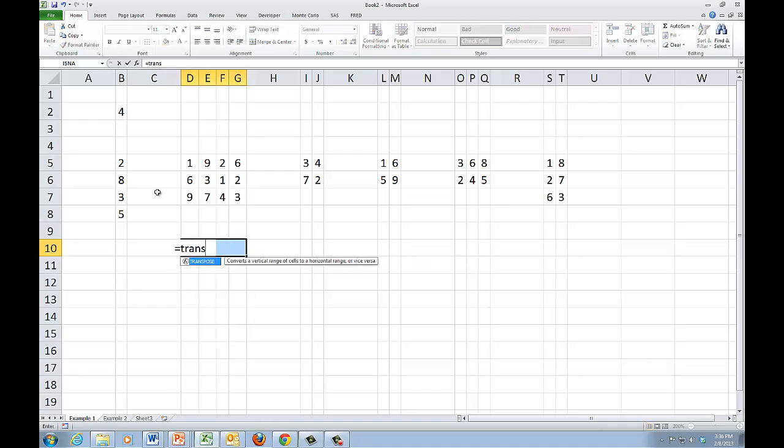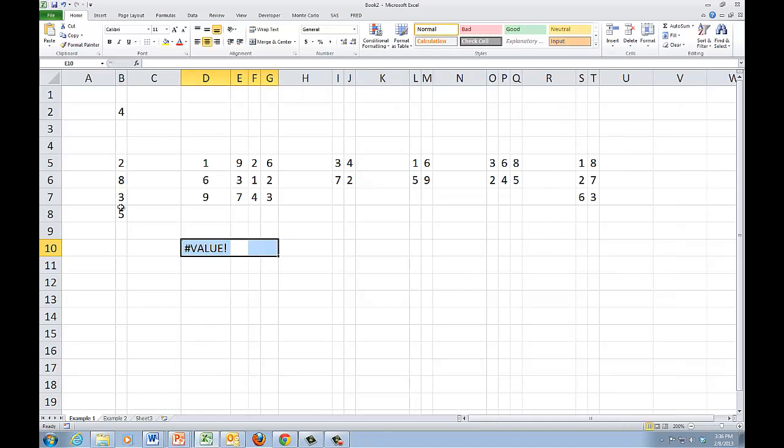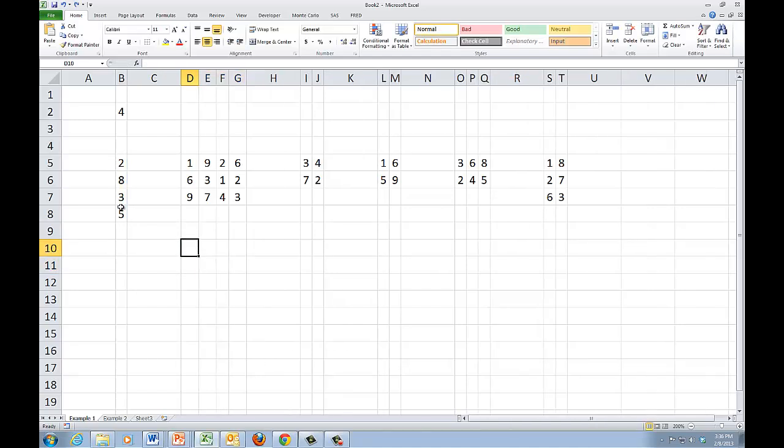Hit the equals sign. Type in transpose. Highlight that vector. Here's the key though in Excel. Anytime you're doing any sort of matrix operation, you must hold down Control and Shift when you hit Enter. So Control, Shift, Enter, and you can see it's transposed this for us. If you fail to hold down Control and Shift, this is what will happen. Error. So remember, anytime you're doing matrix operations, you've got to hold down Control and Shift while you hit Enter.